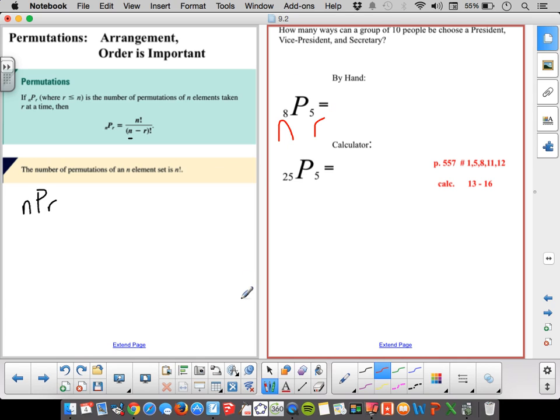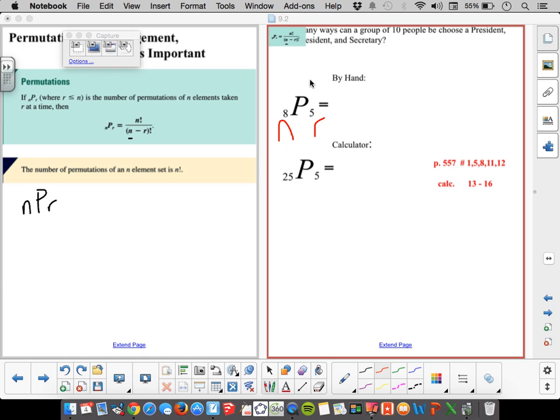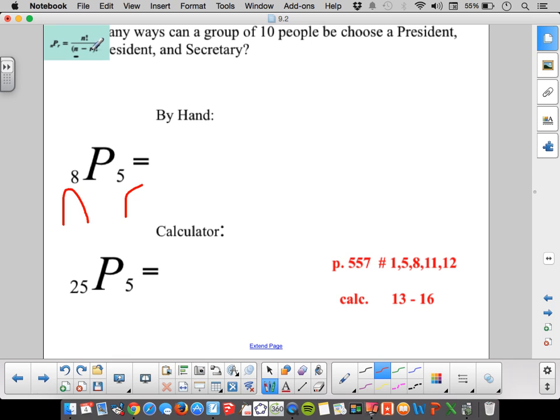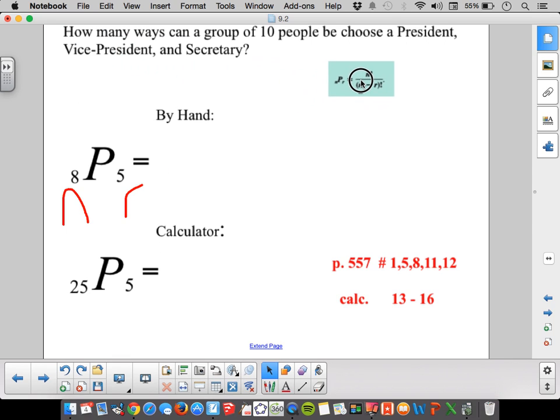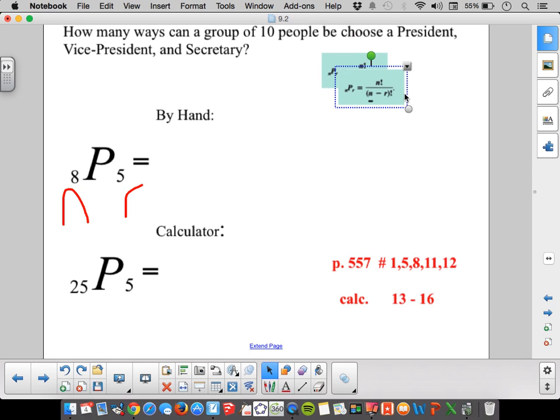All right, let me take a picture of this. Okay, the reason is so I can have the formula on this page without having to go back and forth.